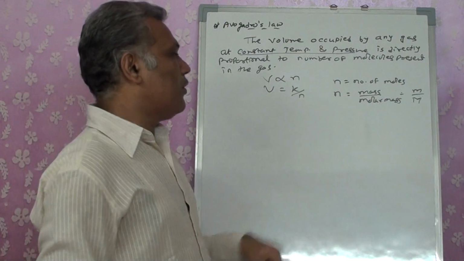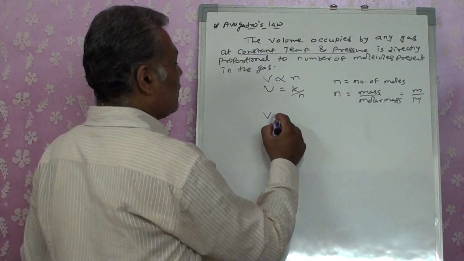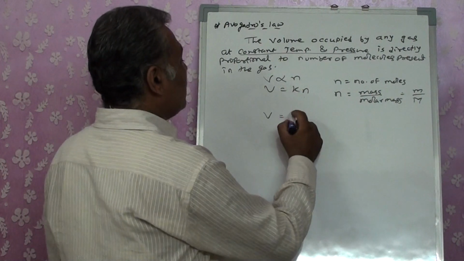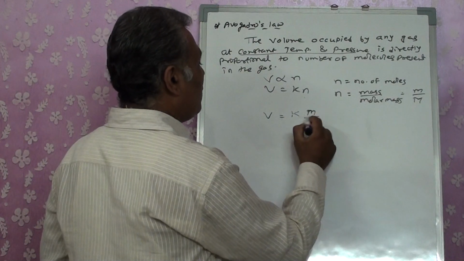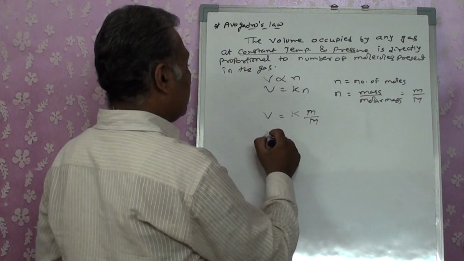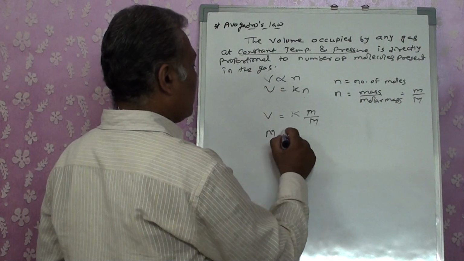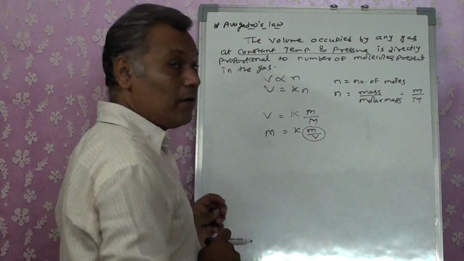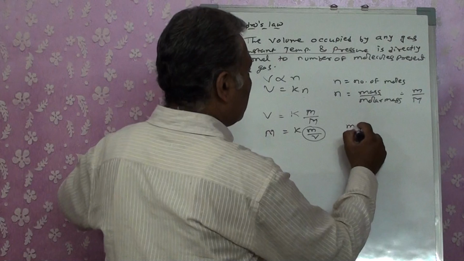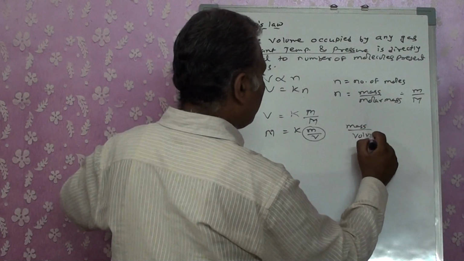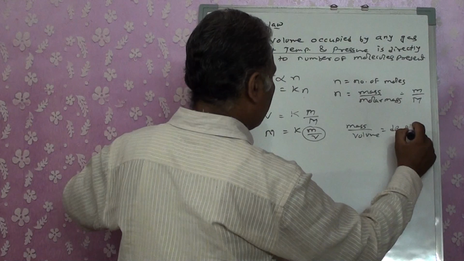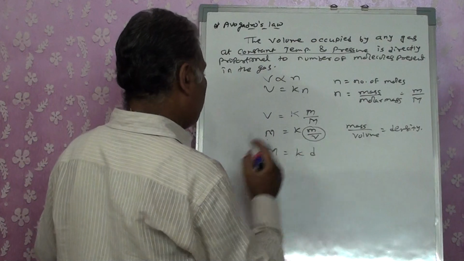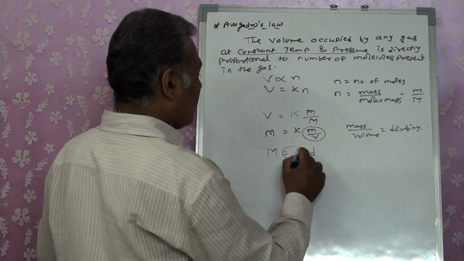Now let us substitute the value in the given equation. What we will get is V equals K n, sorry, V equals K into small m upon capital M. Rearranging, we get M equals K into small m upon V. This is mass by volume. We know it as mass by volume, that is equal to density. So can I write it as M equals K into D. This is the proportionality.